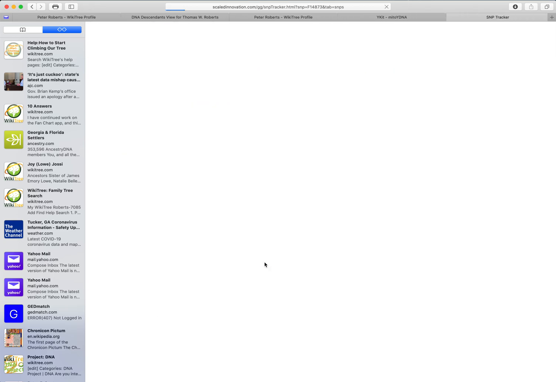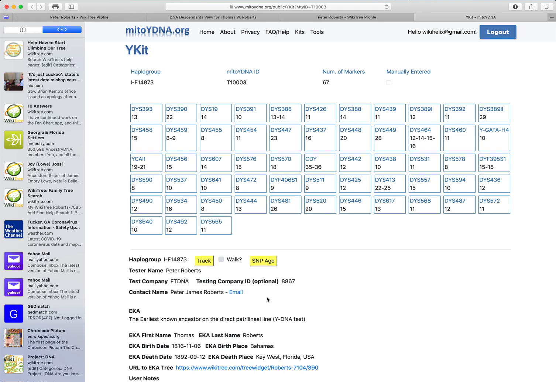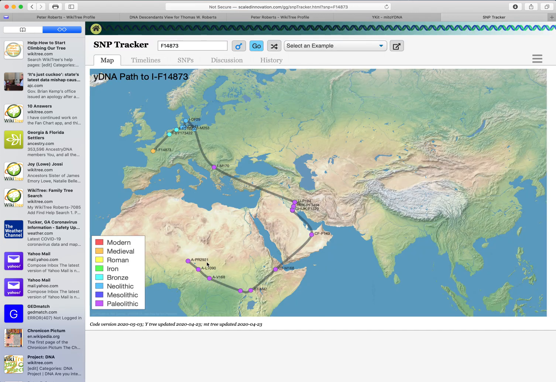click on the age of that haplogroup, and it tells me that the SNP that defines my haplogroup is roughly 1,500 years old. I go back, and then it can also show me the ancestral track or migration that my direct male line has taken back into Africa and then out to medieval times.